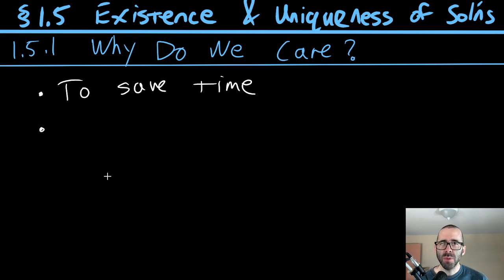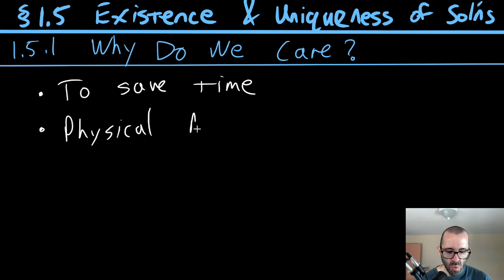Second, it helps us with physical models. What happens if we have a physical model, some kind of situation? Maybe we're mixing tanks, we have a mixing problem, or maybe we're describing heat transfer or population growth or something. And we find out a solution doesn't exist.